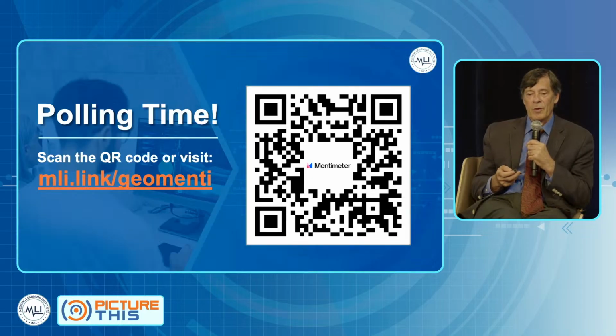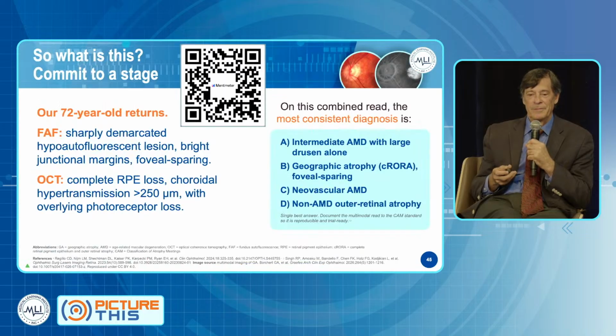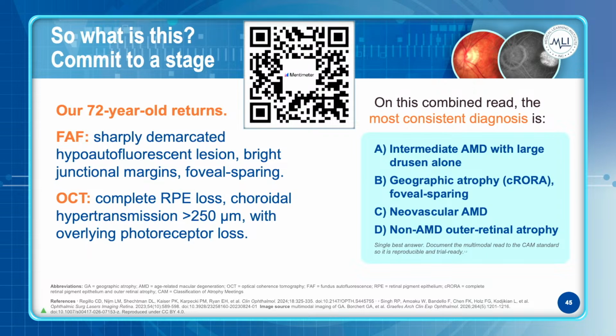So we're going to start the next poll. Our 72-year-old is returning. And here you see the description: a sharply demarcated hypoautofluorescent lesion, bright junctional margins, foveal sparing. On OCT, we see C-RORA. So answer the question, please.